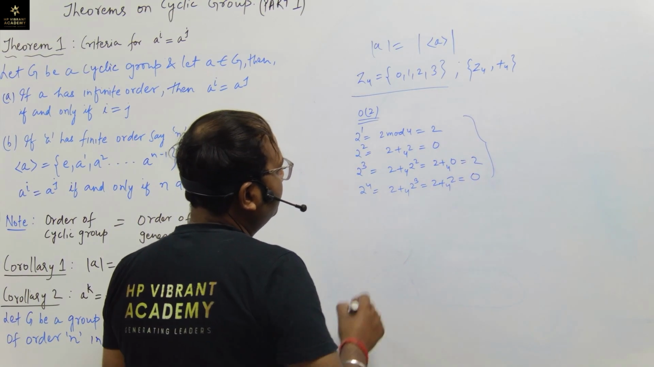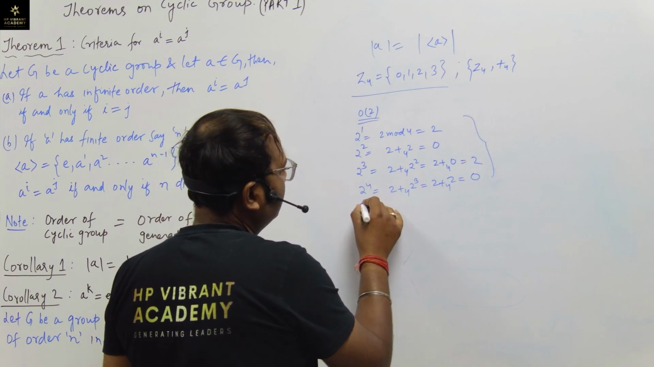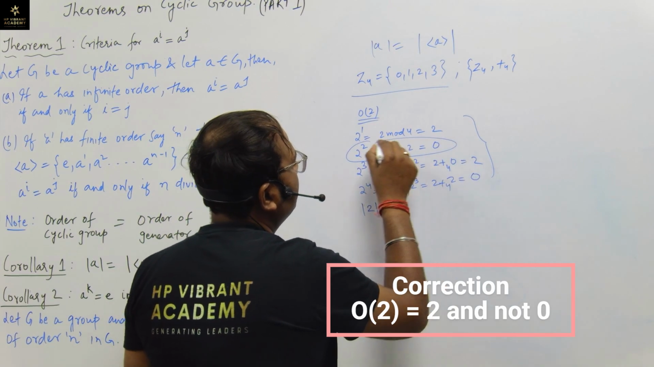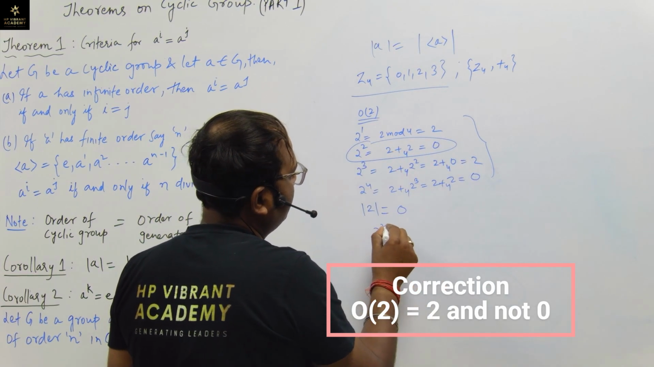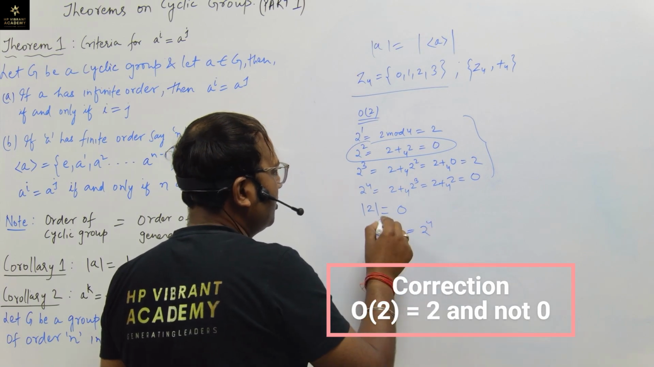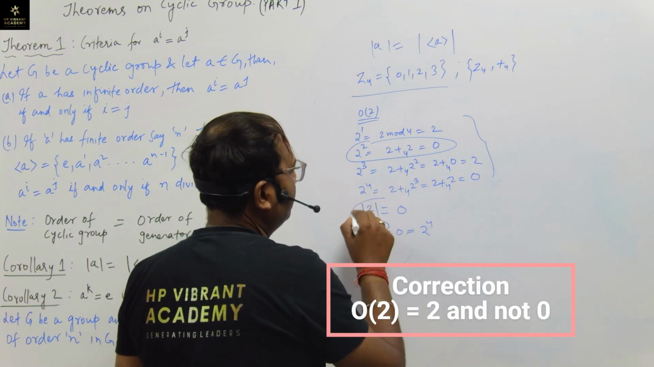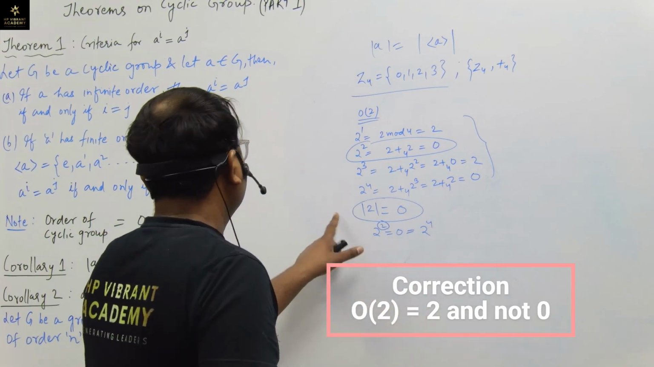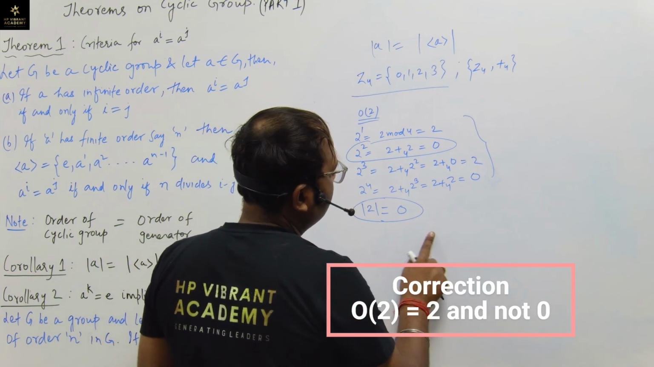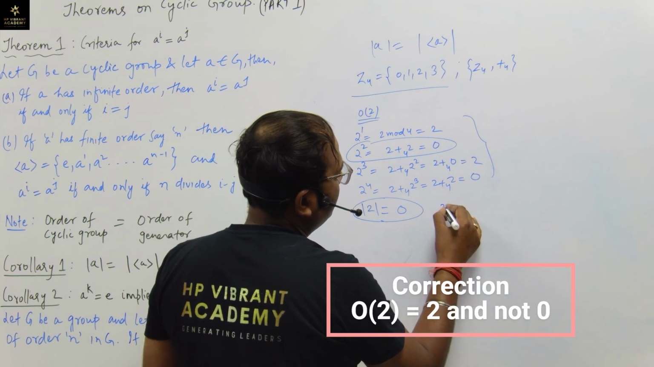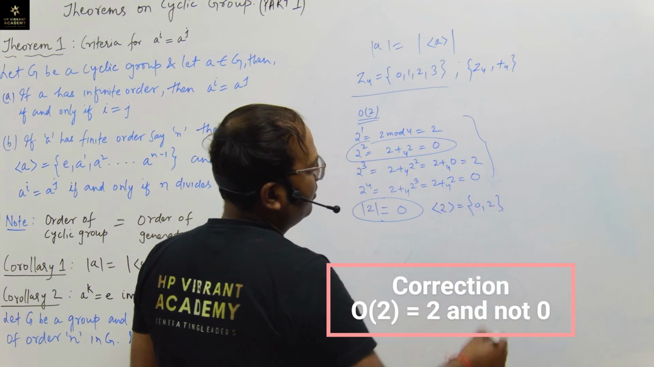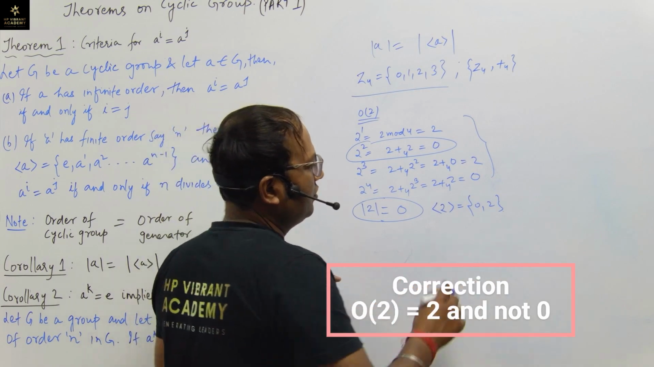Okay, so the order of element 2 is equal to 0, because 2 to the power square is also 0 and 2 to the power 4 is also 0, so we have to take the smallest natural number, so the order of 2 is equal to 2. And the group generated by 2, so 2 is generating a group and the elements are 0 and 2. So 2 is generating 2 elements, that is 0 and 2.